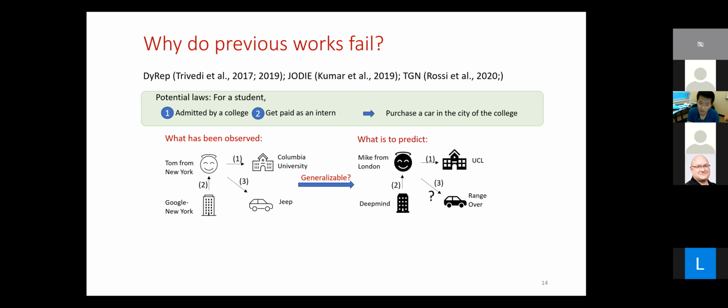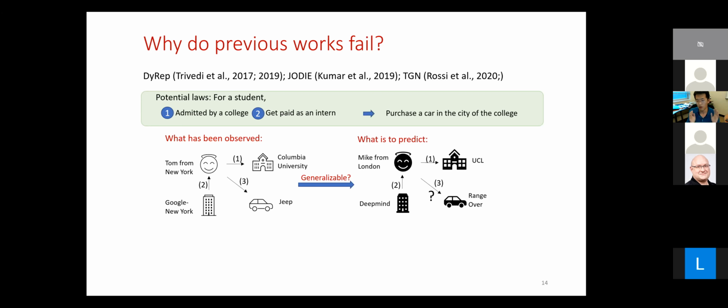This student got admitted by a college, and he or she did some summer internship. He or she has some salary, and because he or she has some salary and got admitted by the college, there is some need to purchase a car, so he or she may purchase a car. And he or she will purchase that car in the city of that college. So this is some intuition in our mind. And okay, think about this.